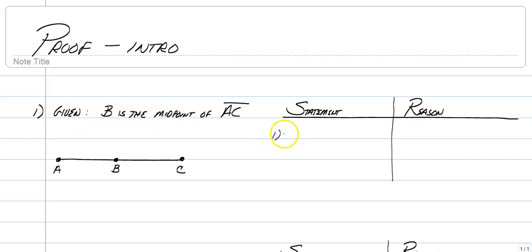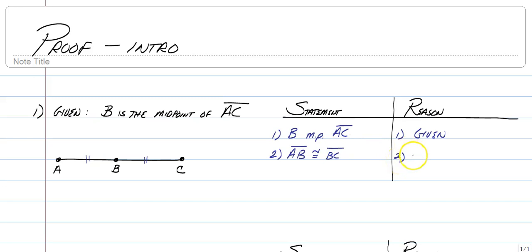Whenever you're doing a proof, the first thing you're going to write is your given statement. I'm going to just abbreviate for space here, but B is the midpoint of AC. That is a given statement. So for your statement, you write given. The reason is just given for this one. But we don't have anything congruent yet. So the next thing we're going to do is come up with a congruent statement. Now, since we know B is the midpoint, we know that AB is going to be congruent to BC.